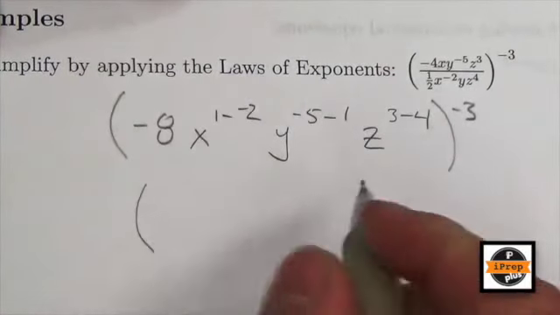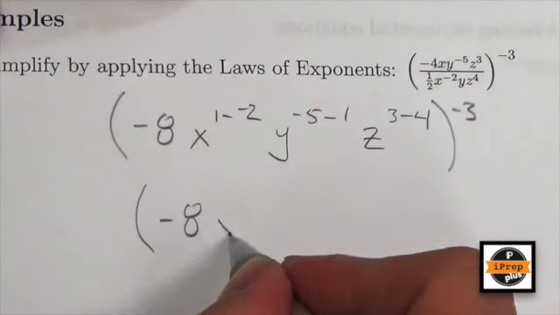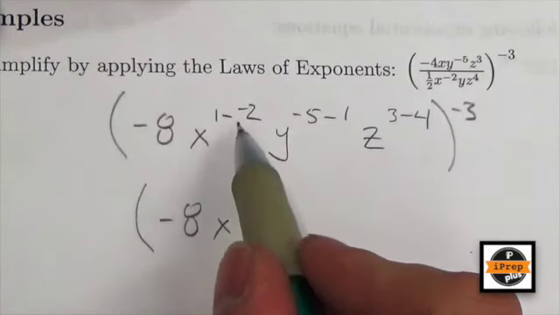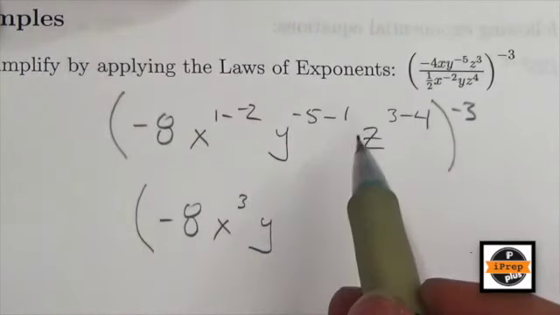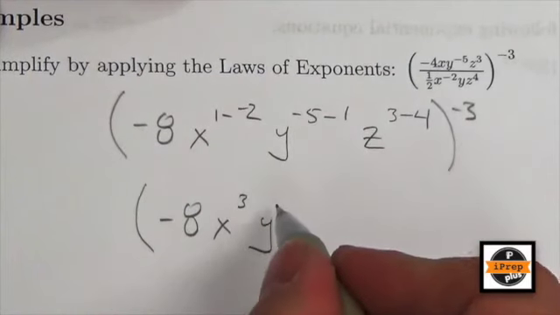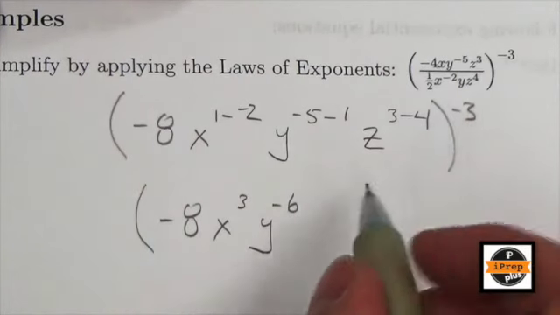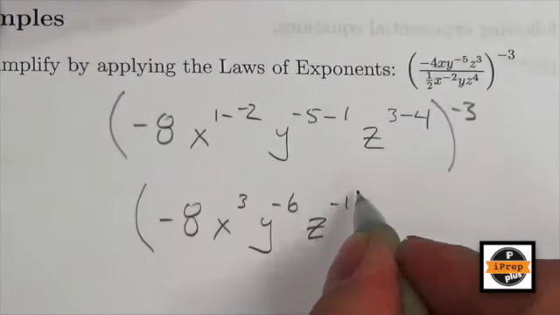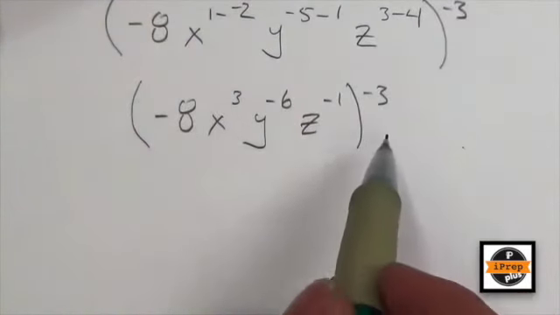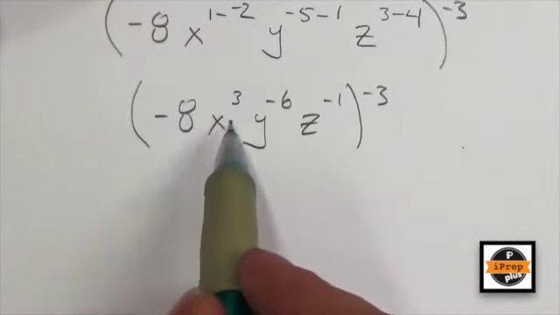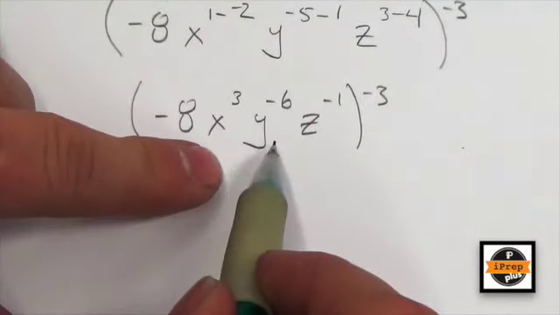Now, simplifying this out, we've still got the negative 8 there. Can't do anything with that. Now, 1 minus negative 2 is going to give me x cubed. Then negative 5 minus 1 will be negative 6. 3 minus 4 will be z to the negative 1. And this will all be to the negative 3. Our next step is going to be to distribute this negative 3 to each factor in the set of brackets here. I can do that because there's no addition or subtraction here.